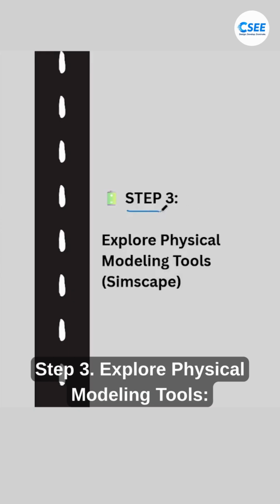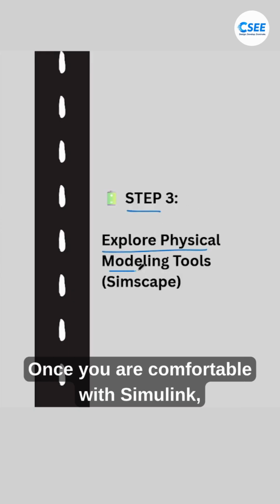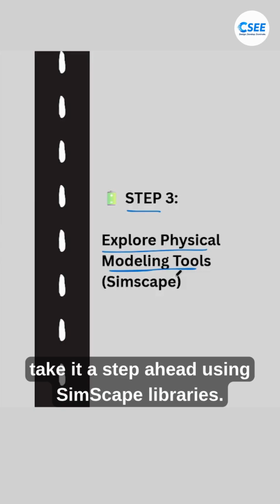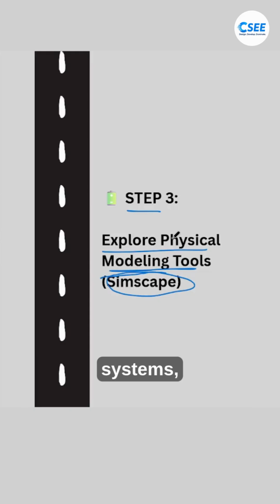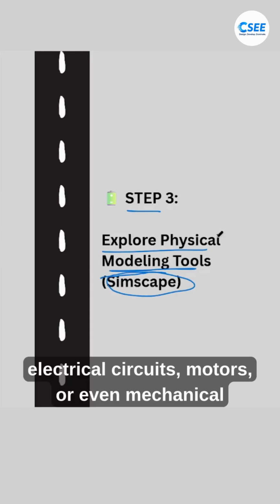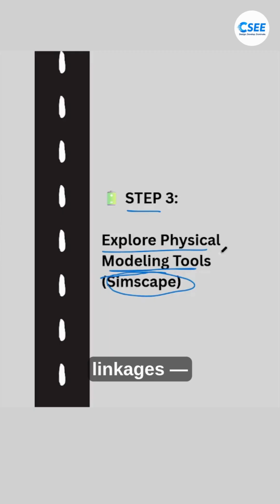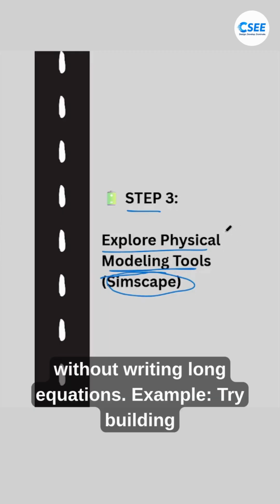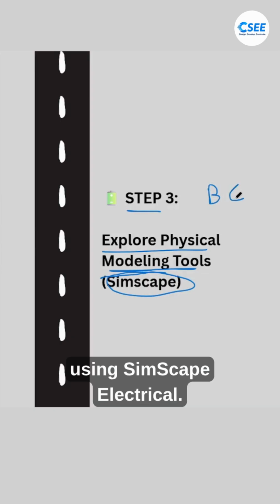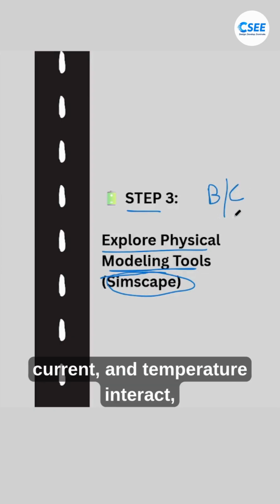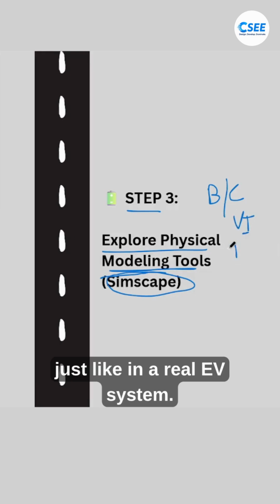Step 3, Explore physical modeling tools. Once you are comfortable with Simulink, take it a step ahead using Simscape libraries. Simscape allows you to model real world physical systems, electrical circuits, motors, or even mechanical linkages without writing long equations. Example, try building a buck converter or a battery charging system using Simscape Electrical. You will see how voltage, current, and temperature interact, just like in a real EV system.